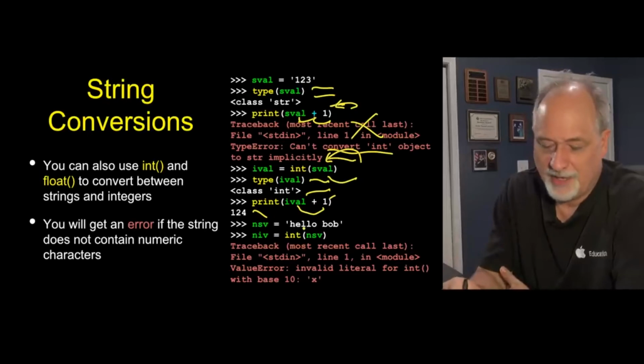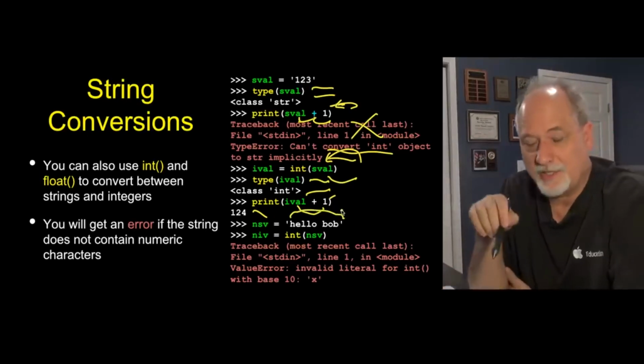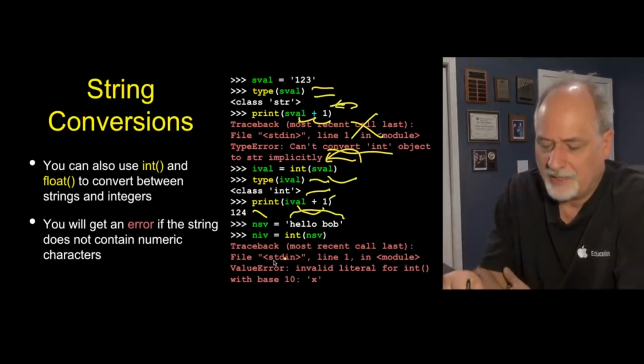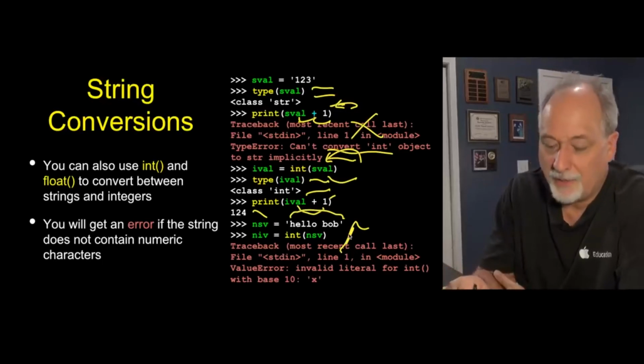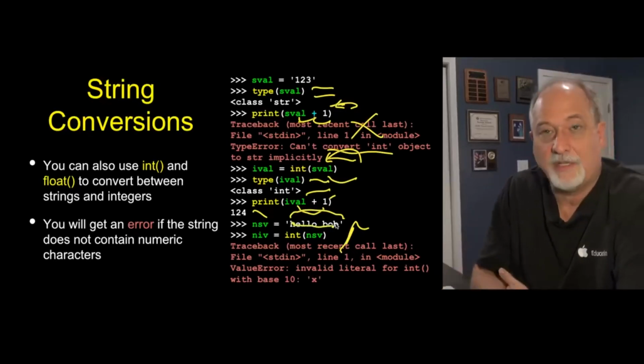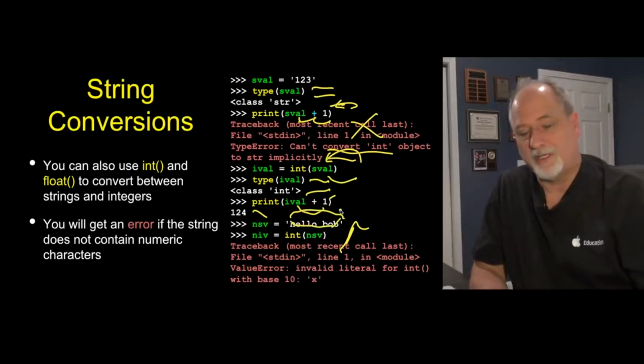Now, int is not magic. If you send something into it, a string that doesn't consist of digits, then you're going to end up with another error: invalid literal for int() with base 10. So it's really complaining. It says, I want these to be numbers here, and you just gave me letters, so that's going to cause this to fail.